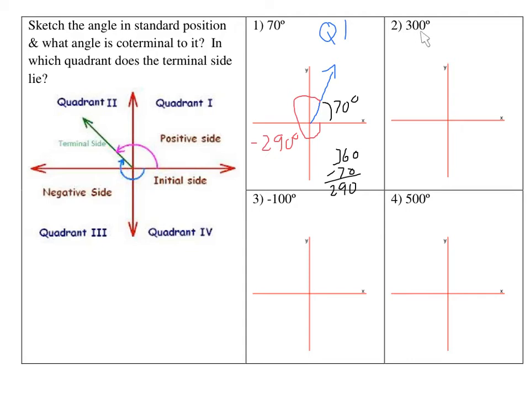Now for this one, we're going to start with 300 degrees. So let's go around 300 degrees. So this would be 90, 180. What's 180 plus 90? 270 and a little bit more. So it'd be somewhere down there. There'd be about 300 degrees. So that's 300.